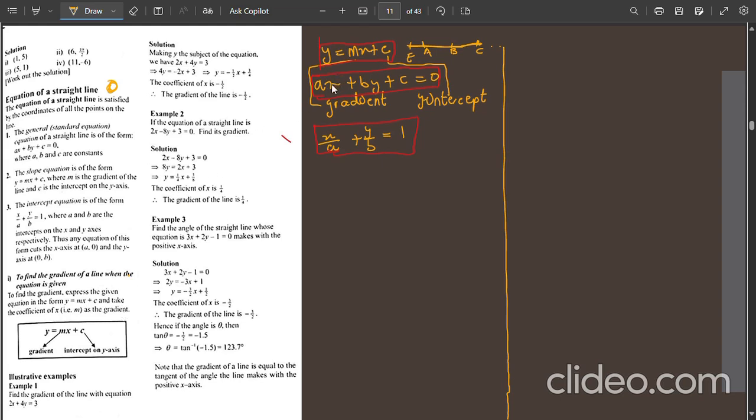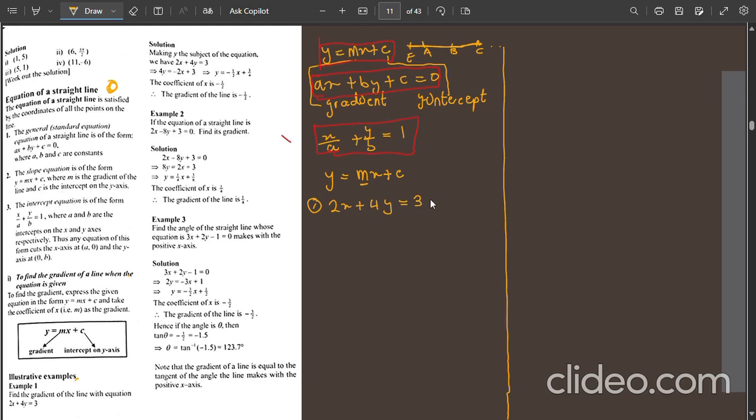So this is the slope equation, y is equal to mx plus c. If I can express any equation in this form, then the coefficient of x there becomes my gradient. So let's see example 1. Find the gradient of the line of equation 2x plus 4y is equal to 3.